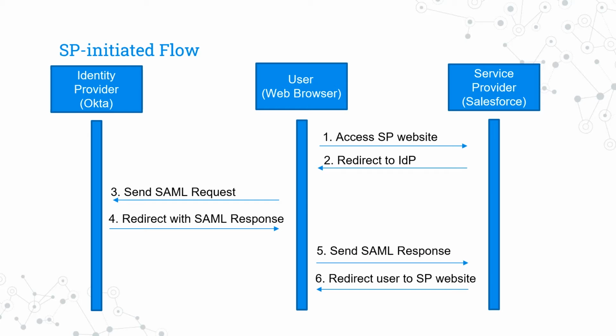If the user is not authenticated to the IDP yet, the IDP will ask the user to authenticate first before sending the SAML response. Otherwise, the SAML response will be immediately sent to the service provider, and the service provider will log in the user.